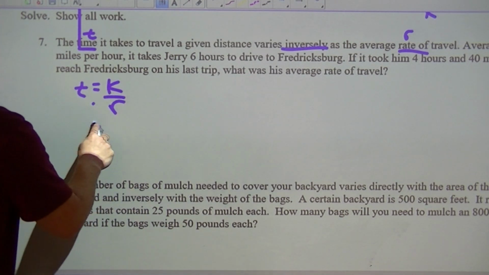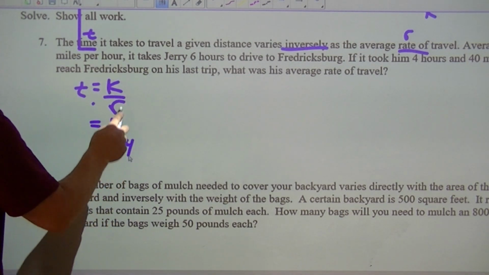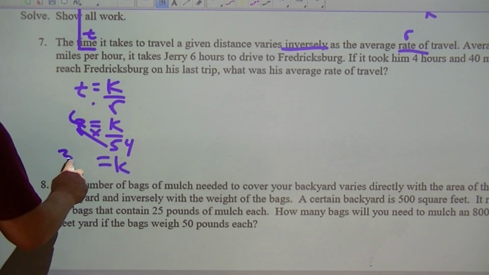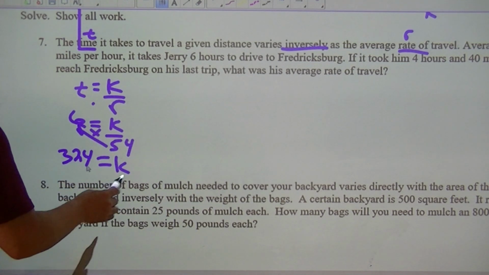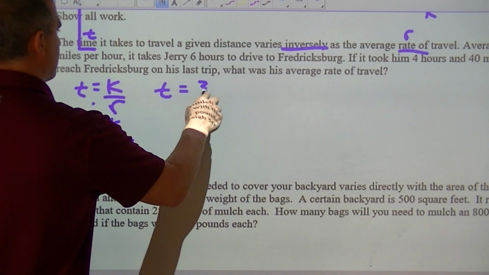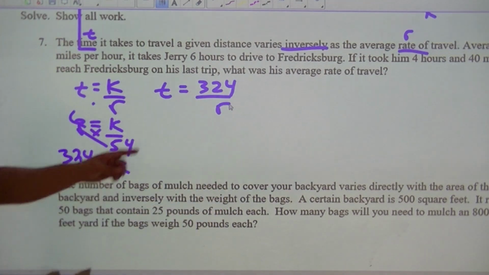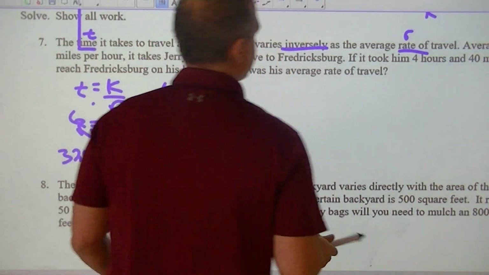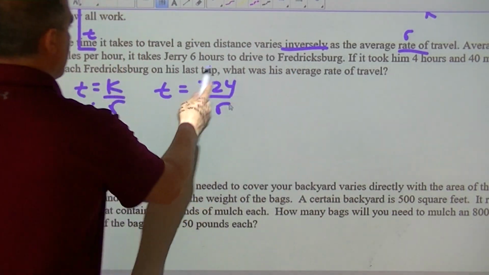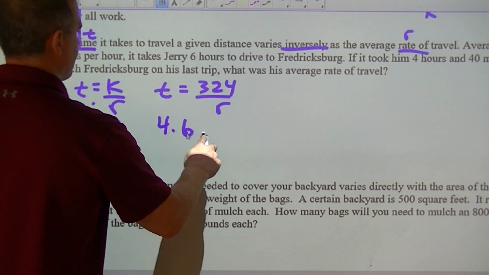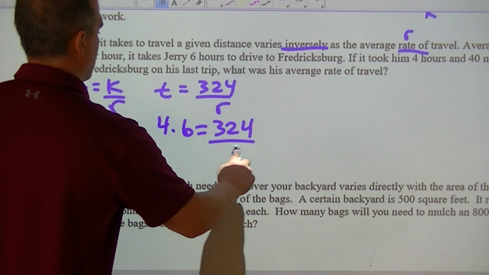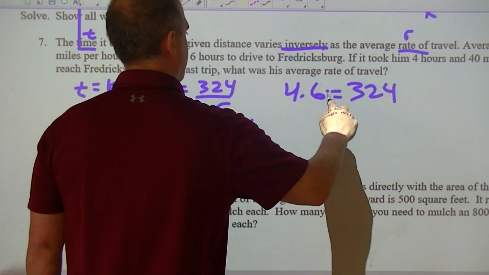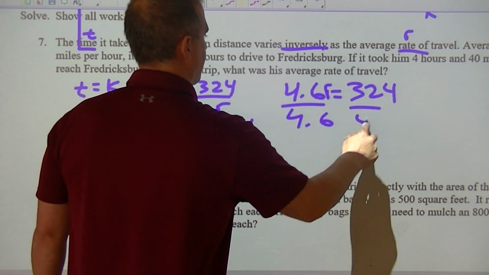54 miles an hour in 6 hours. I would cross multiply that. So K would be 324. And then I rewrite this. Then it says 4 hours and 40 minutes. Now if it's 30 minutes, it's 0.5. For 40 minutes, we're going to choose that as 0.6. Once again, I will cross multiply that. So that's 4.6 R. I divide by 4.6.